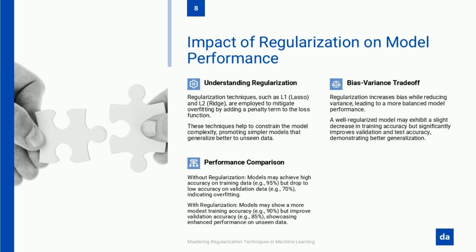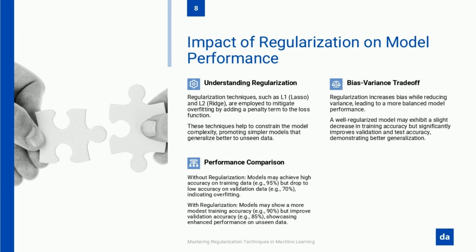Let's put some numbers on it. Without regularization, training accuracy was 95%, validation accuracy almost 70%. With regularization, training accuracy, 90%, validation accuracy, around 85%. See that? We sacrificed a little bit of training accuracy to get way better generalization on new data.